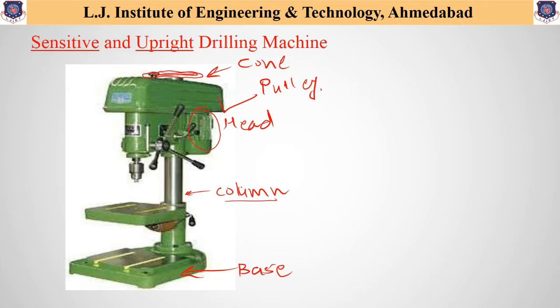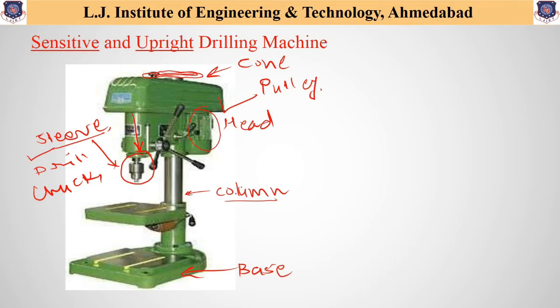Next, this head assembly consists of the main spindle, and with this main spindle the main drill chuck for holding the tool is provided. The tool is supported at this particular portion, which is mostly called the sleeve, in combination with the drill chuck, based on the size of the available drill bit.